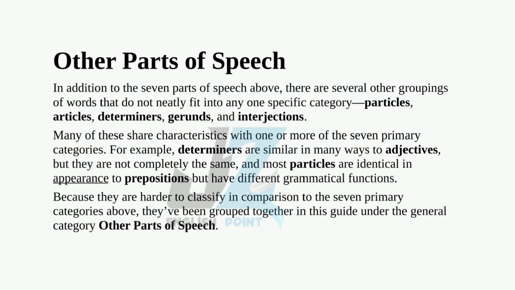Other parts of speech. In addition to the 7 parts of speech above, there are several other groupings of words that do not neatly fit into any one specific category: particles, articles, determiners, gerunds, and interjections. Many of these share characteristics with one or more of the 7 primary categories. For example, determiners are similar in many ways to adjectives, but they are not completely the same, and most particles are identical in appearance to prepositions, but have different grammatical functions. Because they are harder to classify in comparison to the 7 primary categories above, they've been grouped together in this guide under the general category Other Parts of Speech.